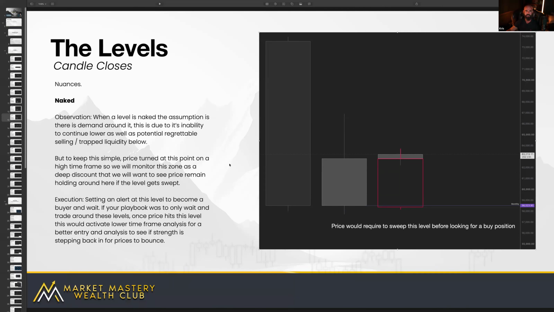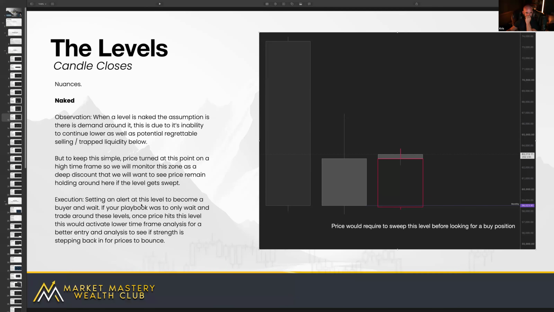So to keep it simple, price turns at this point on a high time frame. So we'll monitor this zone as a deep discount. So it's a deep discount within the area. And we'll want to see price remain holding around here if the level gets swept. Okay, so again, we have the price come down, it does what it's going to do, but we want to see a close back above this level.